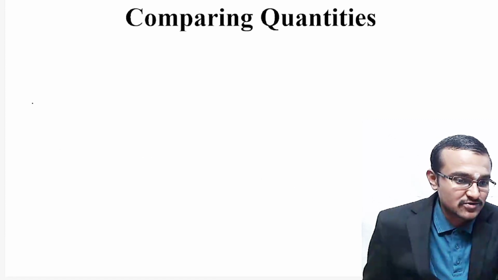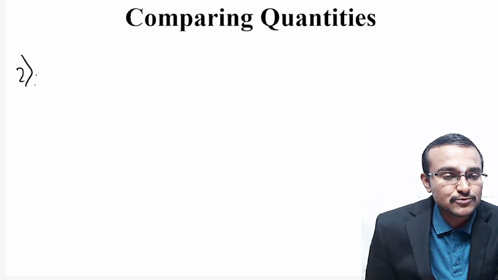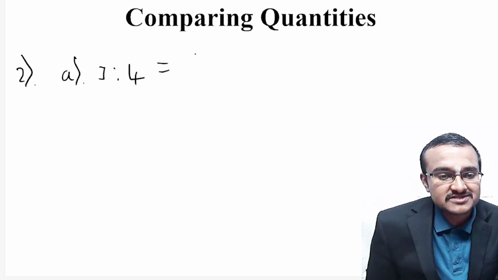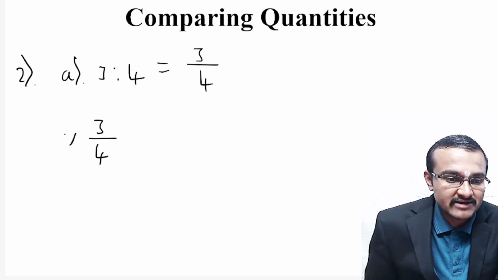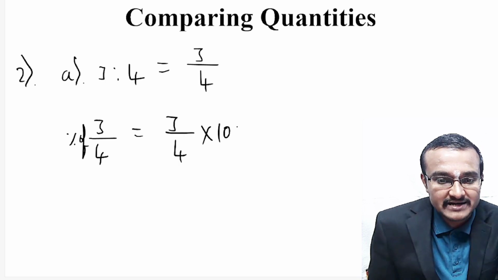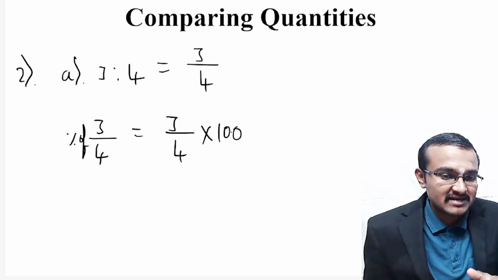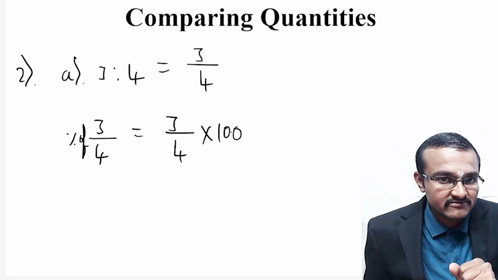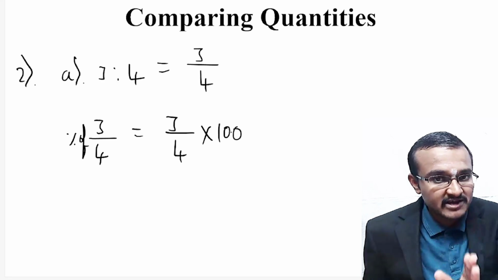So 1 is to 10 is the answer for this C question in the first question. Coming to the second question in this exercise, they have given ratios, and using those ratios you should convert them to percentage. The first one is 3 is to 4. This can be written as 3 by 4. To calculate the percentage of 3 by 4, it is 3 by 4 into 100. When converting a fraction into percentage, you multiply that fraction by 100.